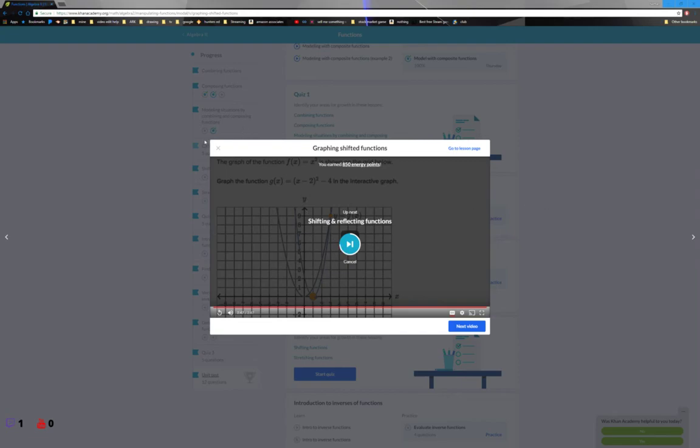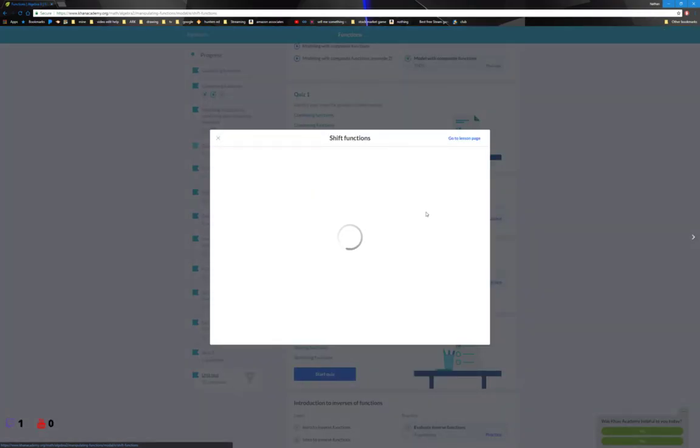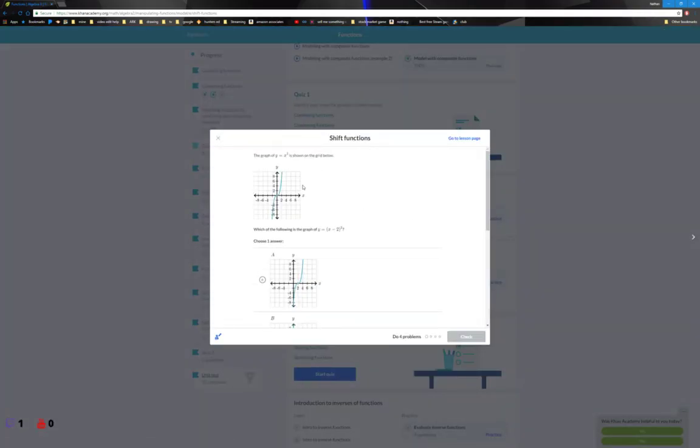Alright, so now we're going to do the practice problems for shifting functions. The graph of y equals x cubed is shown on the grid below. Which of the following is the graph of y equals x minus 2 cubed?